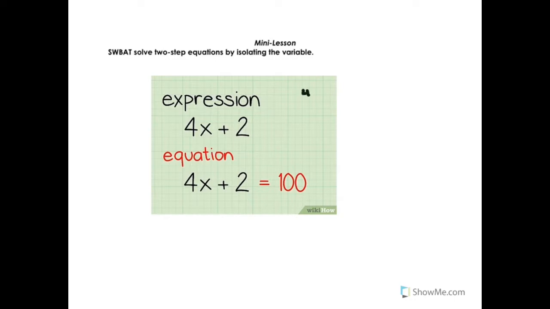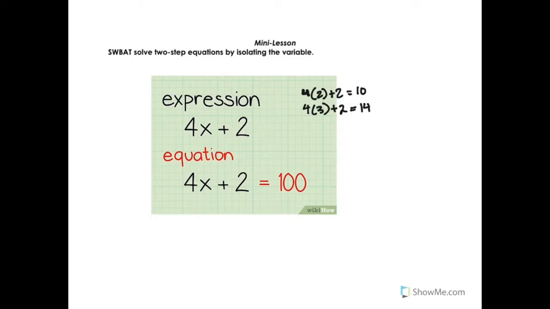If I plug in 2, we would have 4(2) plus 2, which then gives me 10. But if I plug in 3, we would have 4(3) plus 2, which would then give me 14.